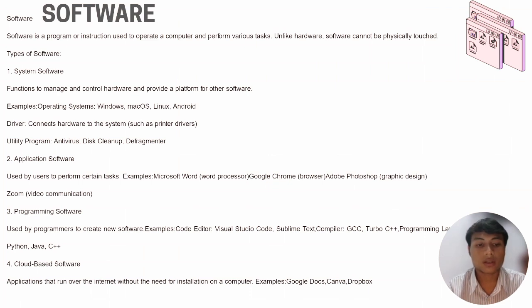and 4. Cloud-based software, applications that run over the internet without the need for installation on a computer. Example: Google Docs, Canva, and Dropbox.